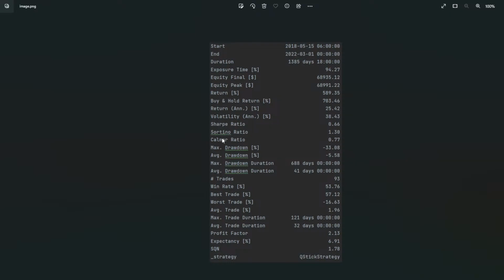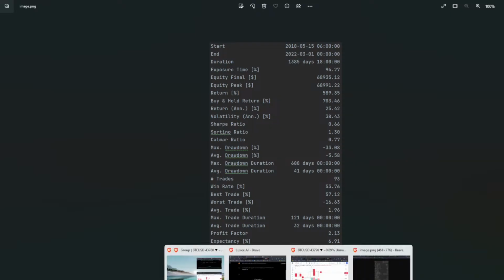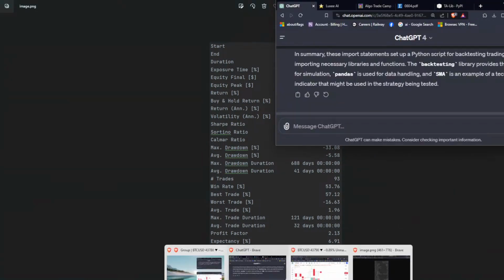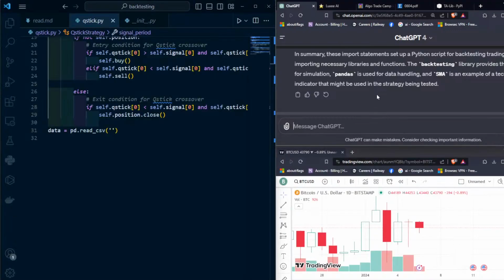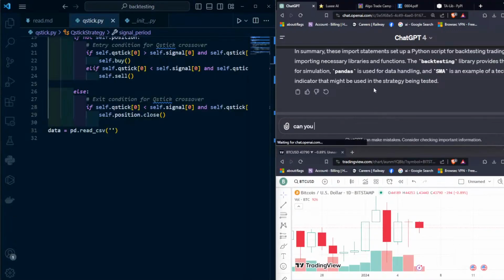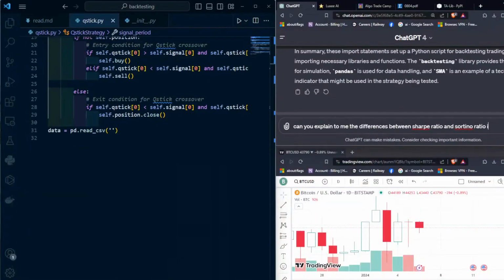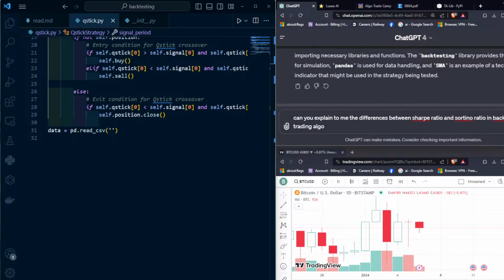So, but again, if you don't understand anything here, like you don't know what the Sharpe ratio is, you should just head to ChatGPT, let this load, and we will ask: can you explain to me the differences between the Sharpe ratio and Sortino? Actually, let me make sure I'm spelling this correctly. Okay, yeah. And backtesting a trading algorithm.